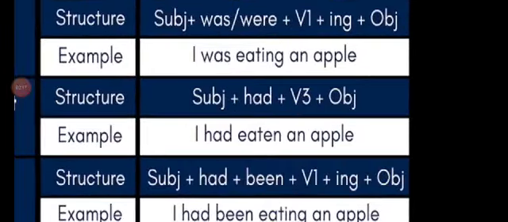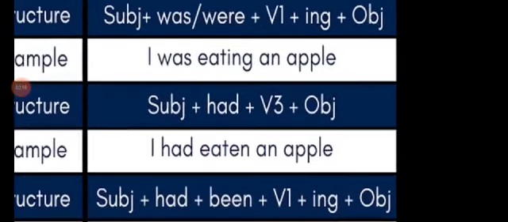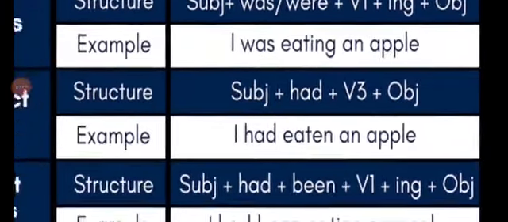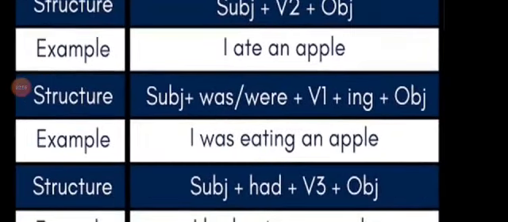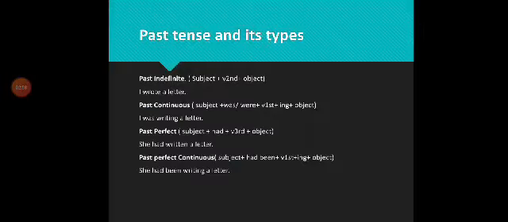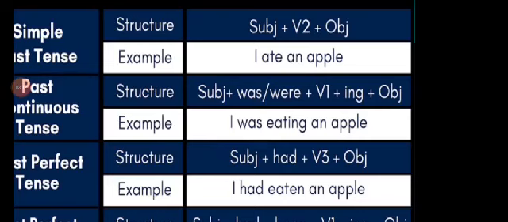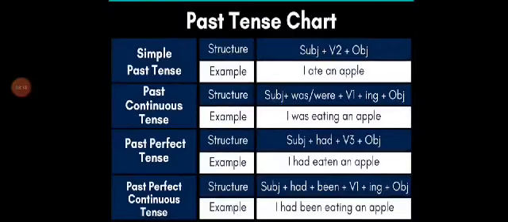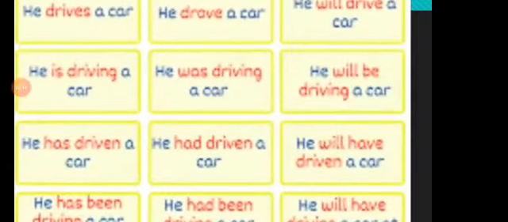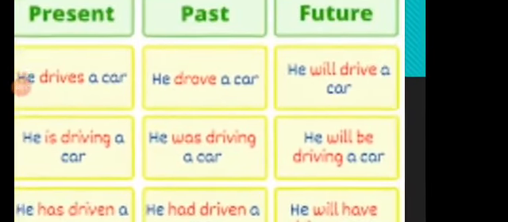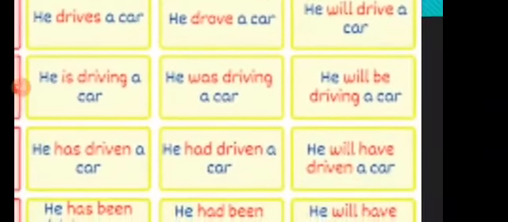Now here are some more examples. As you can see, the word which we are using is eat, and in the first slide the verb which we have used is write. The second form of the verb write is wrote, and the third form of the verb is written. Whereas the first form is eat, second form is ate, third form is eaten. Here is one more example. As you can see in past indefinite tense, drive, drove, driven. Drive, drove, driven.